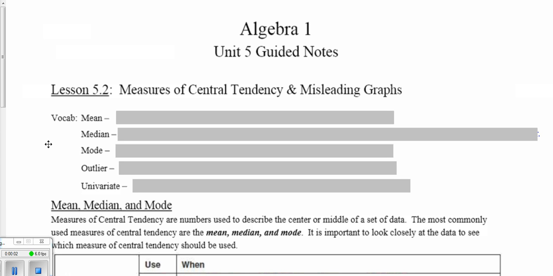All right, continuing on with our data and statistics unit, we have lesson 5.2, which is about measures of central tendency and misleading graphs. So first let's go over some vocabulary.